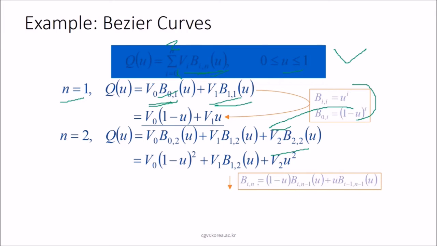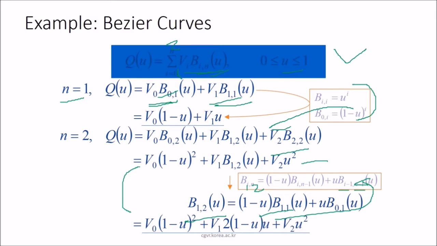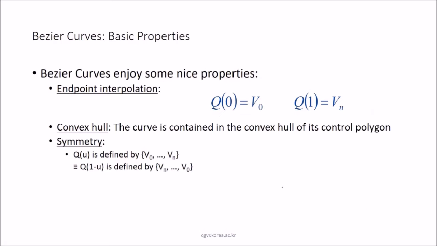So ultimately we know that B_i^n is equal to (1 minus u) B_{i} ^{n-1} plus u B_{i-1}^{n-1}. So we replace it then, and this will become, just place 1 and 2 here. This expression will take this shape. So ultimately we can reduce this equation to V0 (1 minus u) squared, V1 2 (1 minus u) u and V2 u squared. Bezier curves enjoy some nice properties.